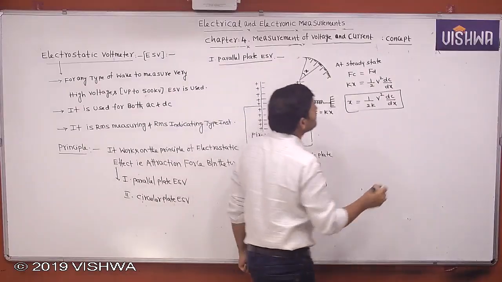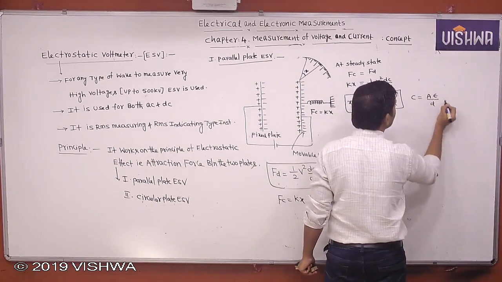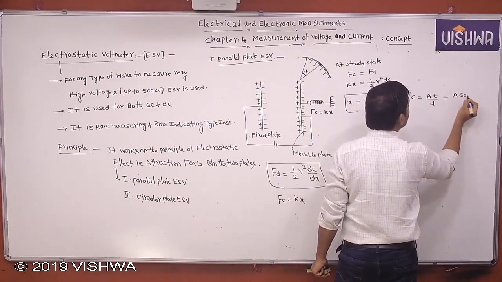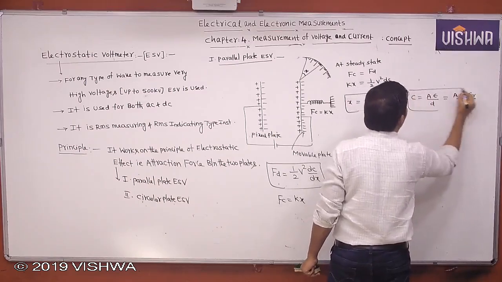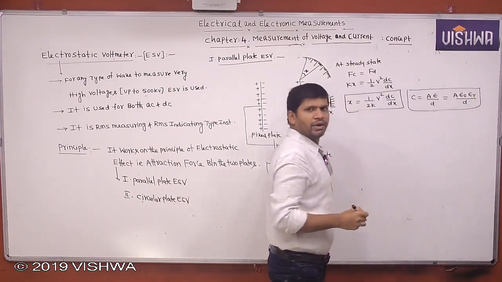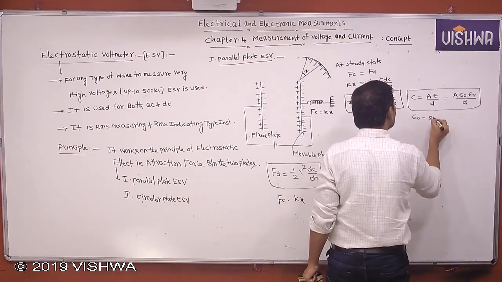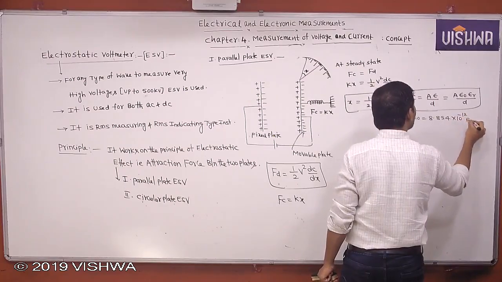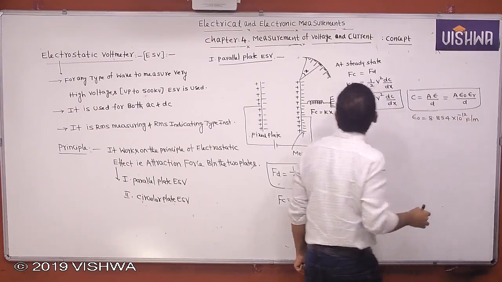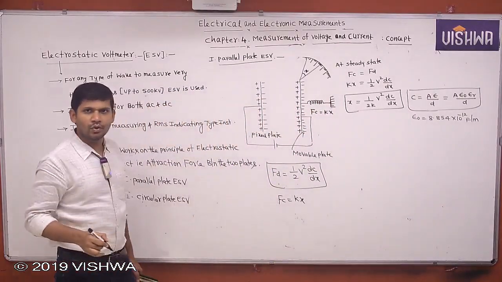Then what is the capacitance here? C equals A epsilon by d, that is A epsilon naught into epsilon R by d. What is epsilon naught here? Permittivity of free space. The value of epsilon naught equals 8.854 into 10 to the power of minus 12 farad per meter. This one formula you remember. This is with respect to the parallel plate electrostatic voltmeter.